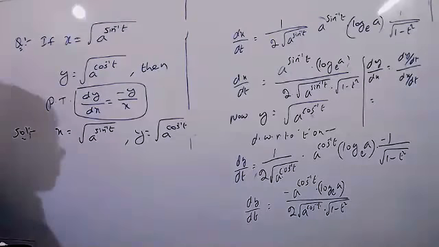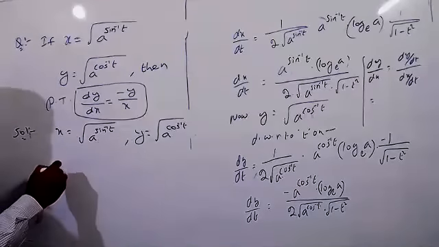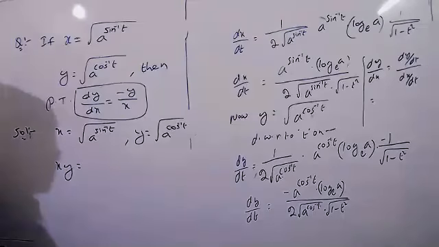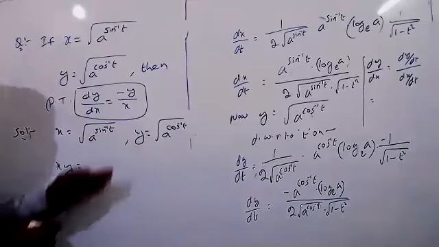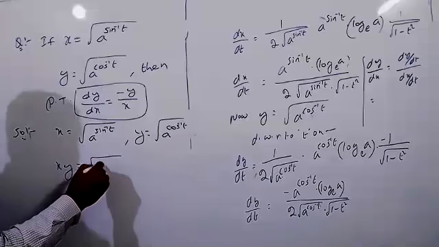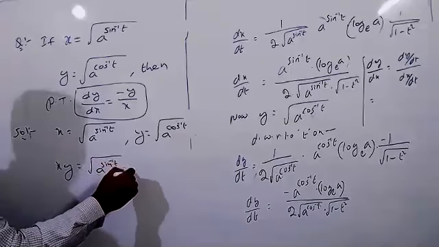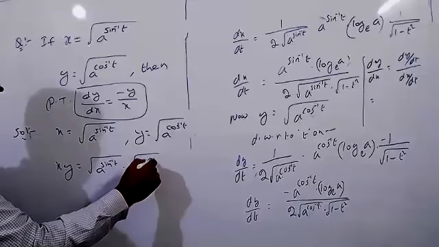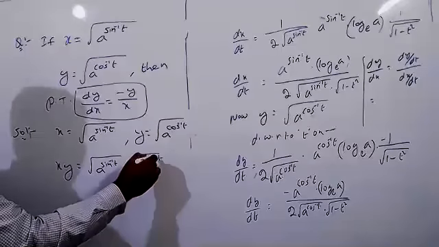Just do one thing now. First multiply both of them. x into y equal to the multiplication of these two values: root of a power sin inverse t into square root of a power cos inverse of t. Is that correct?